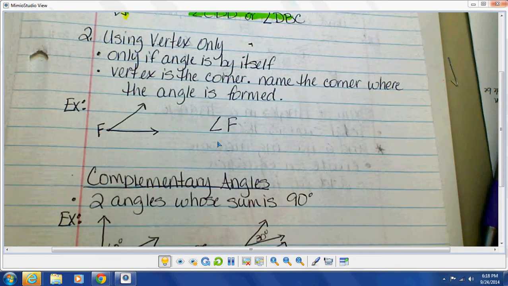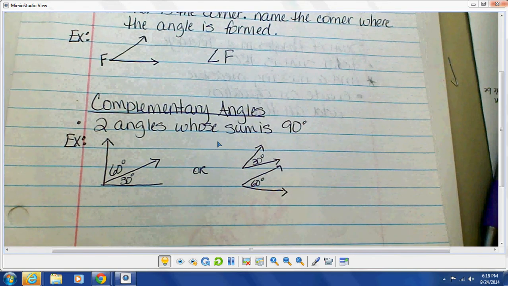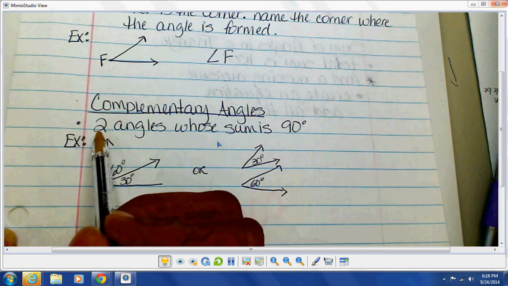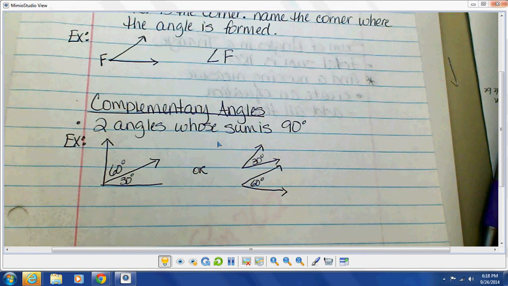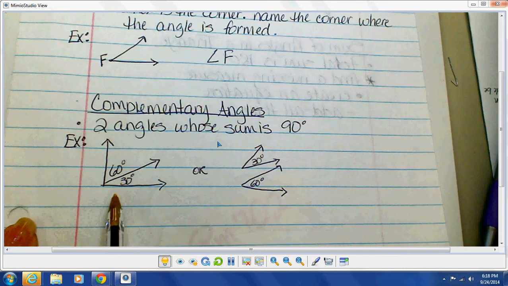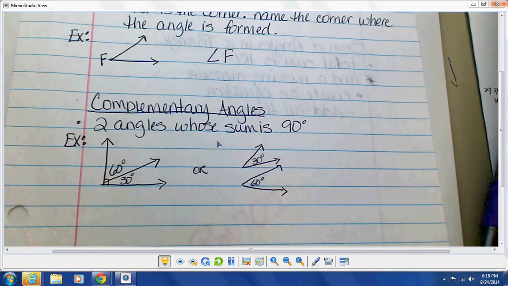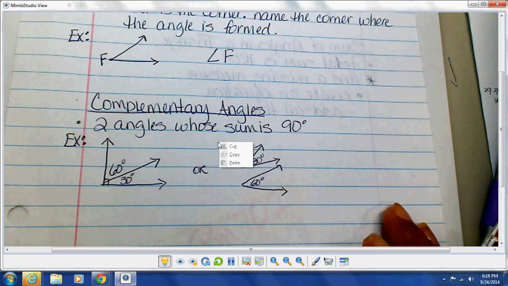Okay. Now let's talk about some different types of angles that you'll see. Okay, we have complementary angles. And complementary angles are two angles whose sum is 90 degrees. And it does have to be two angles. So you can see complementary angles embedded like this, where both of them are sitting inside that 90-degree angle. Or they may be separated, but as long as their sum is 90 degrees, they are complementary. And that's all it takes to be complementary.